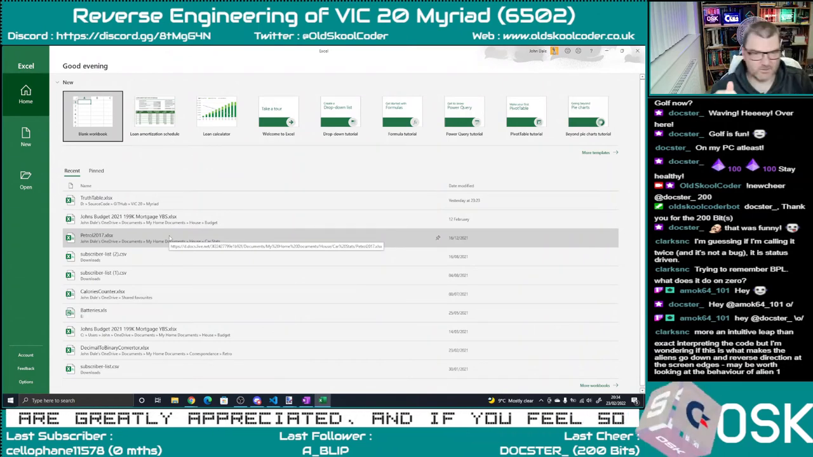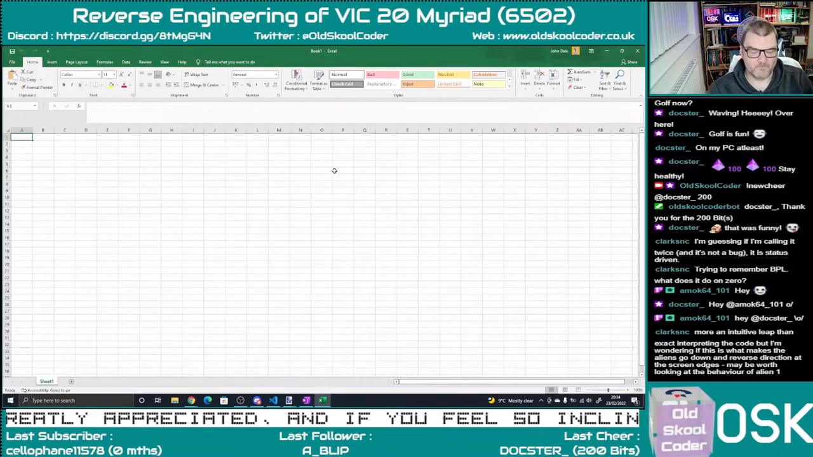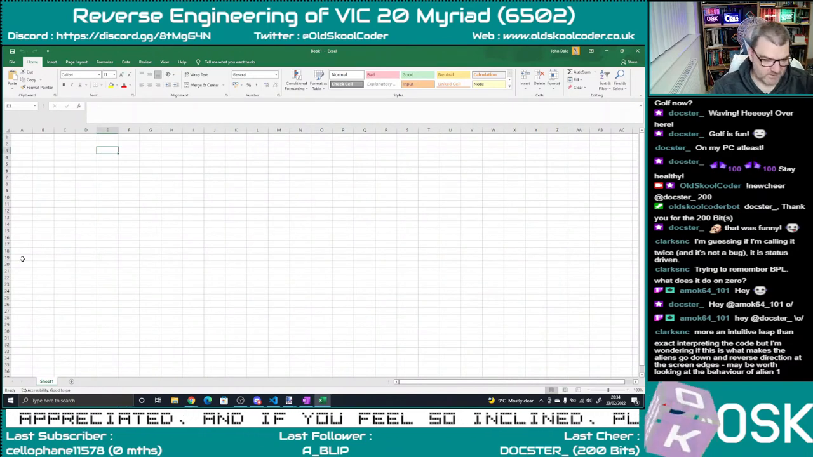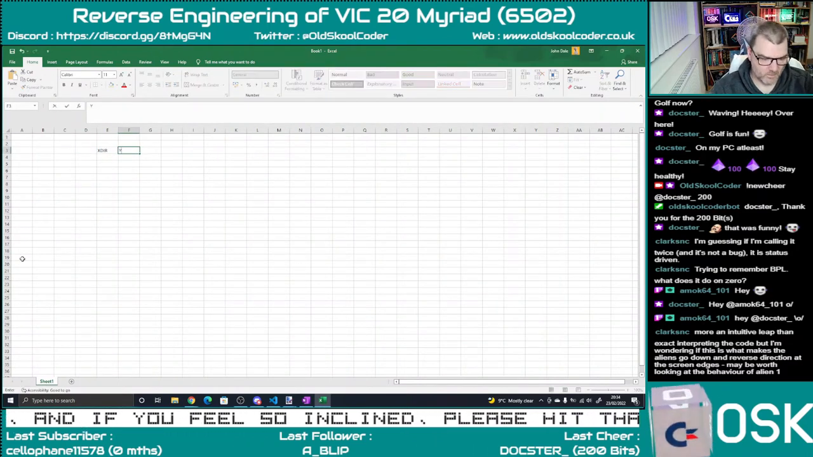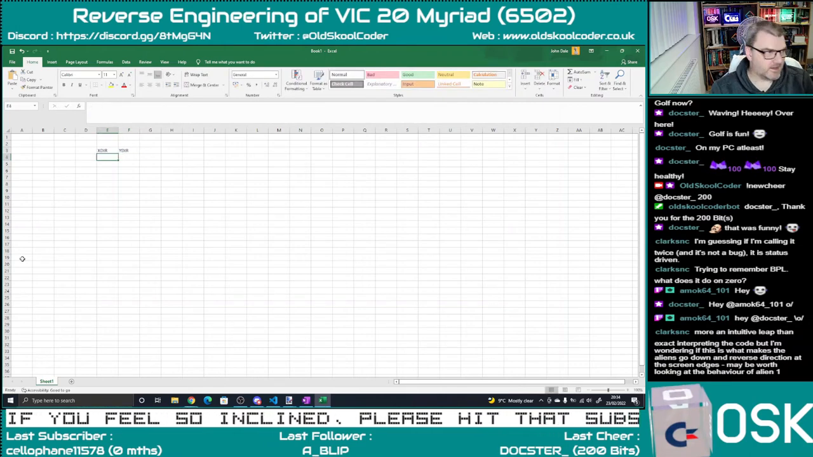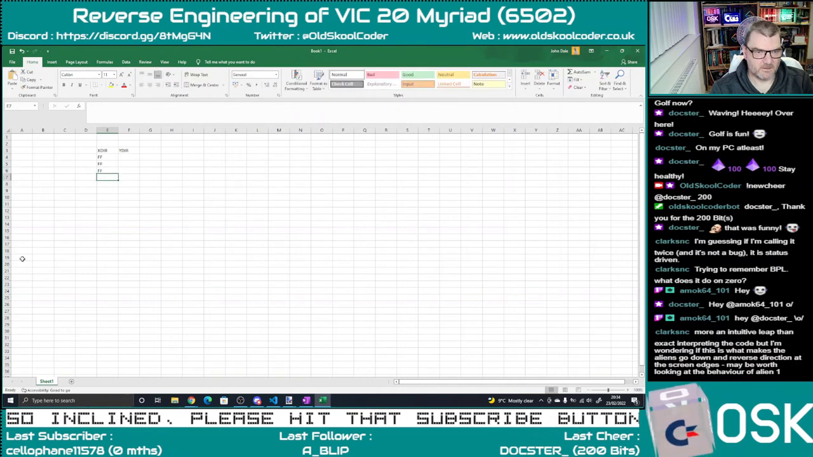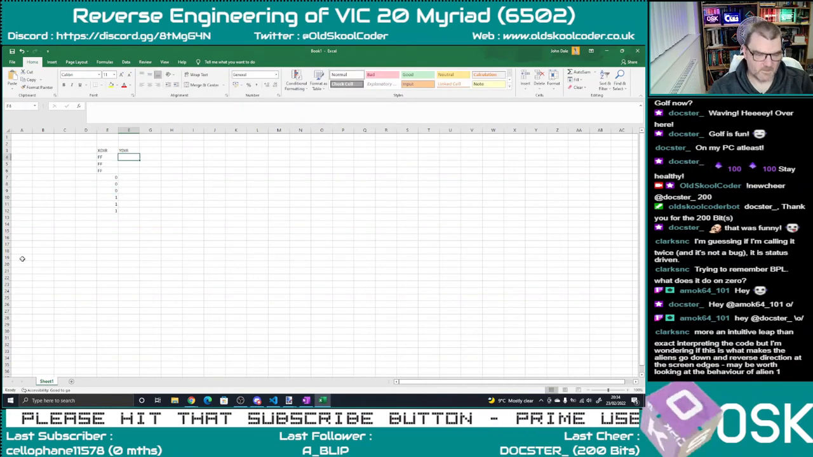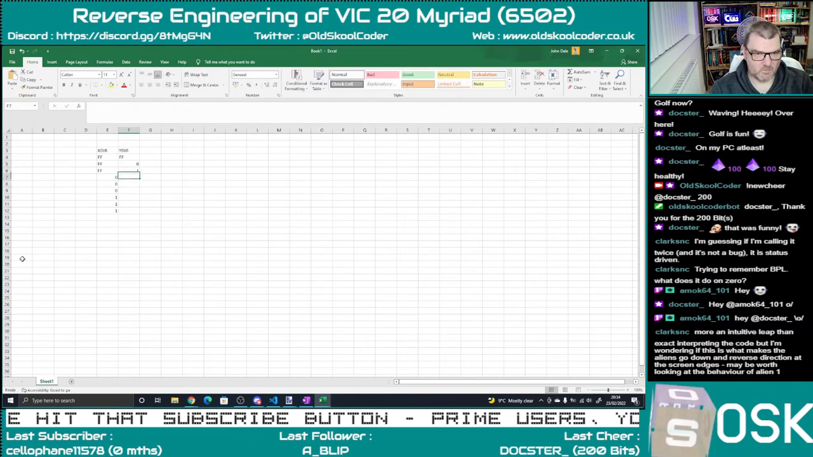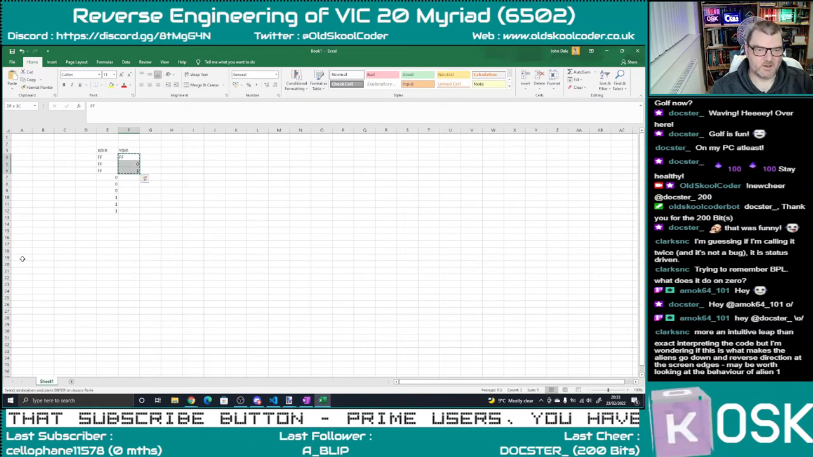Now we've got the diagrams done, and we're going to create a truth table. So we've got XDIR, YDIR. There are two things. So FF, FF, FF, 0, 0, 0, 1, 1, 1. FF, 0, 1. And then we copy that.